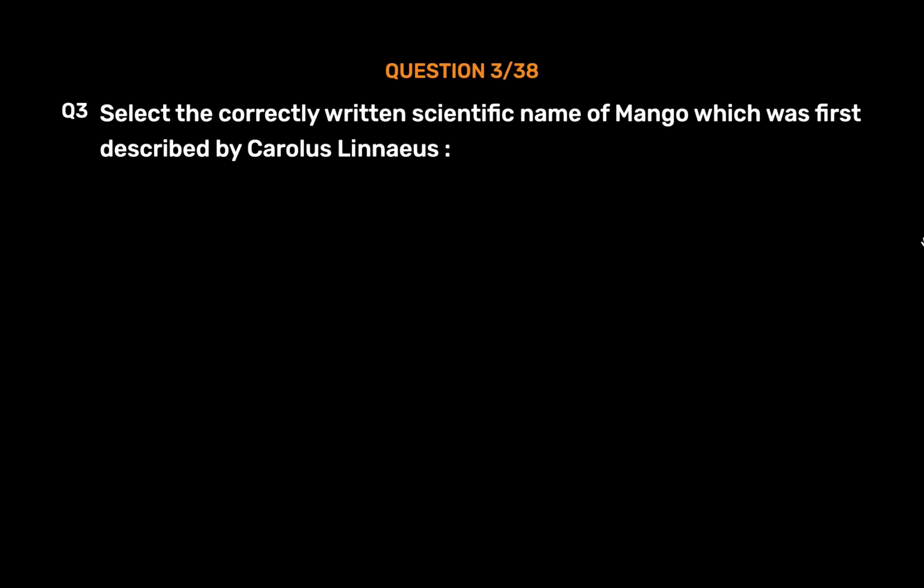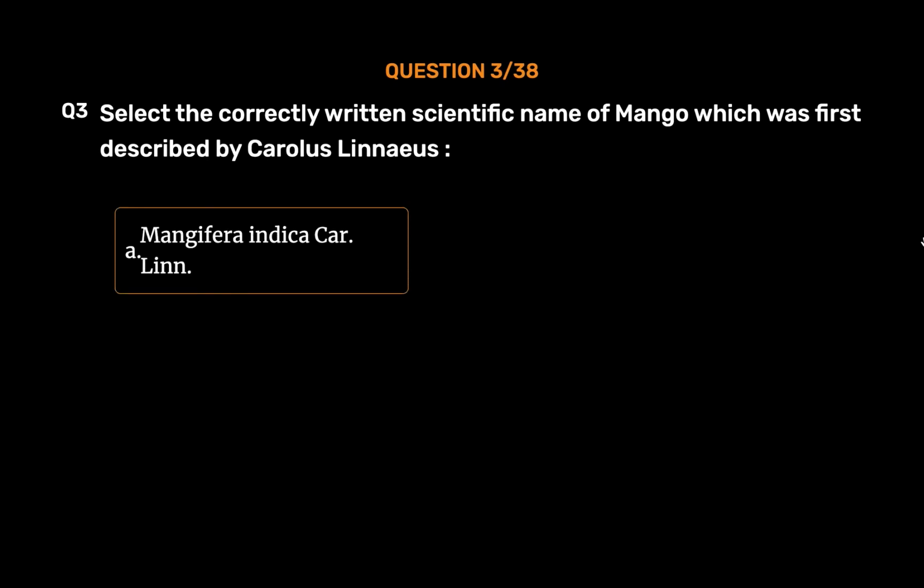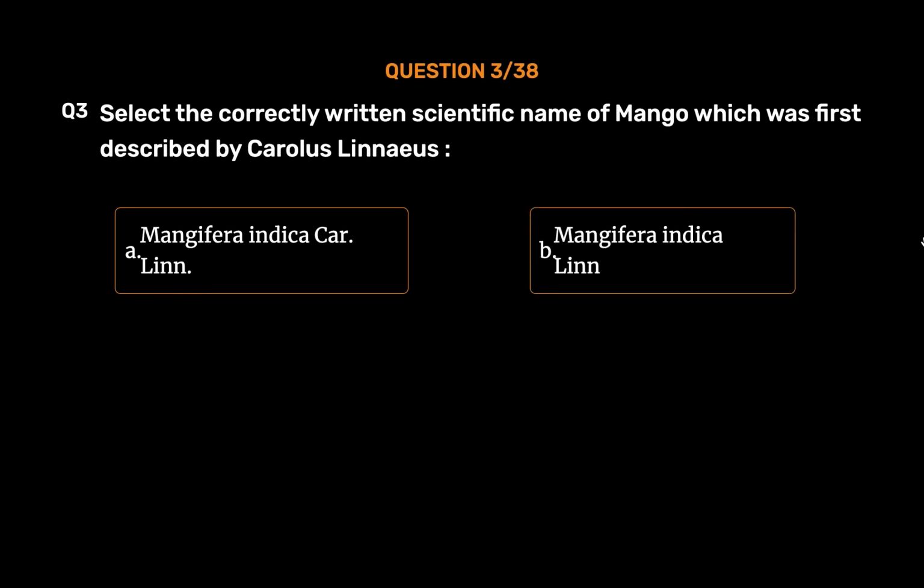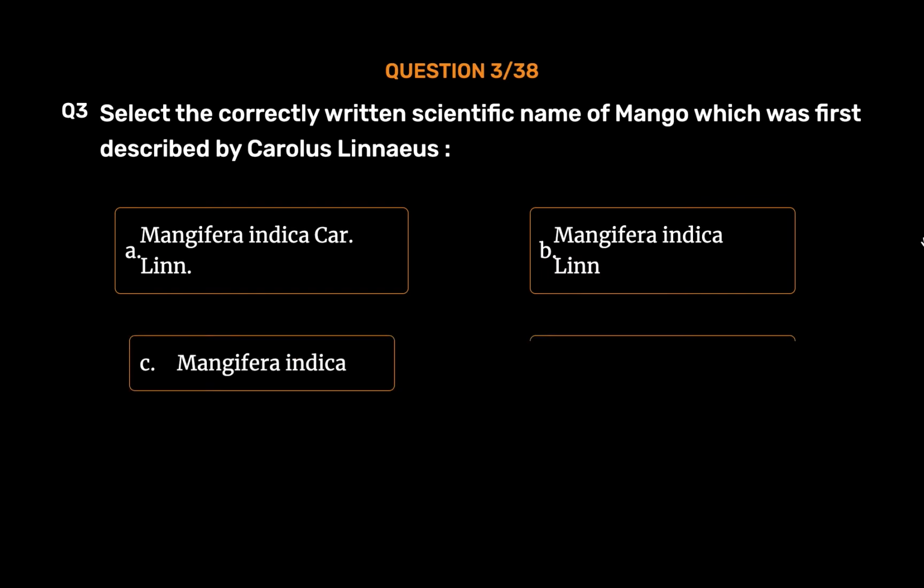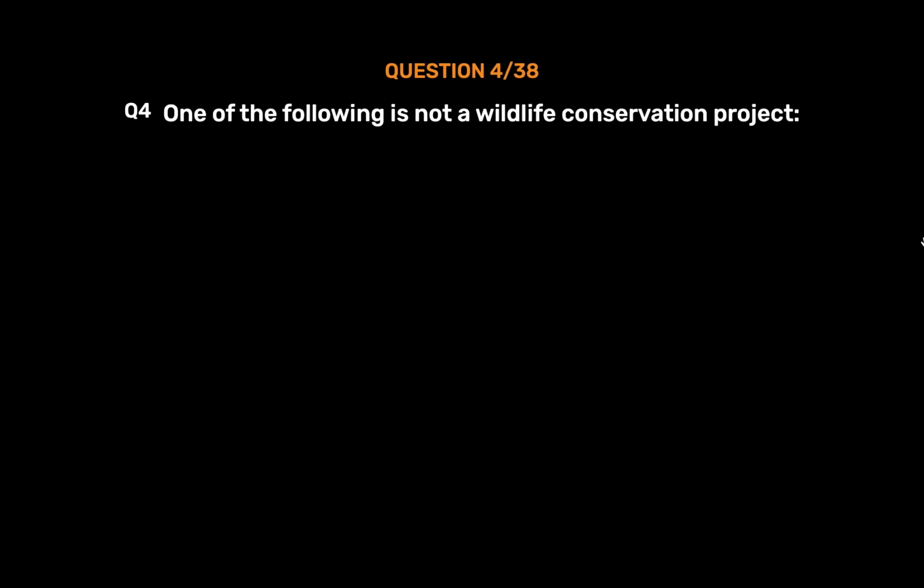Question number 3. Select the correctly written scientific name of mango which was first described by Carolus Linnaeus. Option A. Mangifera indica Car. Linn. Option B. Mangifera indica Linn. Option C. Mangifera indica. Option D. Mangifera indica. The correct answer is Option B. Mangifera indica Linn.